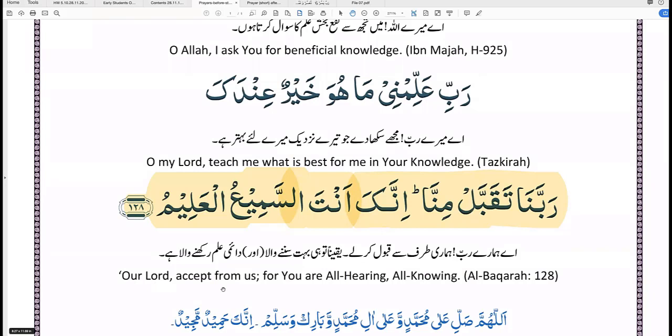Well done, darling. Okay, and the English translation at the bottom here. Our Lord, accept from us for you are the All-Hearing, the All-Knowing. Al-Baqarah 128. Mashallah. Okay, so Jazakumullah. Do practice this dua at home with your parents if you can. You should ask them to print this particular page out for you so that you can always have it with you and practice. Okay?